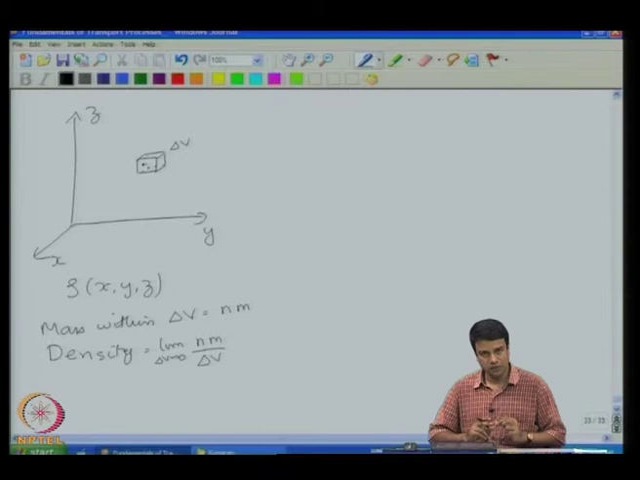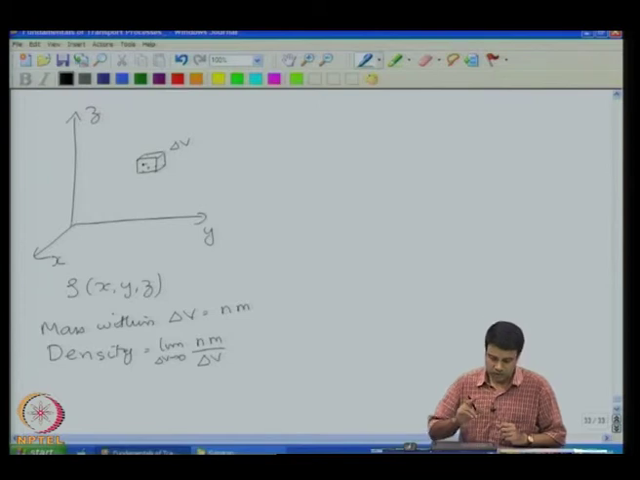So, I take one particular location x, y and z, construct a small volume around it, find out the number of molecules in that volume, and as I shrink that volume, make it smaller and smaller, I measure the mass within that volume divided by the volume itself. In the limit as the volume goes to 0, the number of molecules and the total mass will go to 0, the volume will go to 0, but the ratio will not go to 0, it will go to some constant value which is only a function of that location. It is not a function of the size of the volume in the limit as the size of that volume goes to 0. So, that is the formal definition of the density.